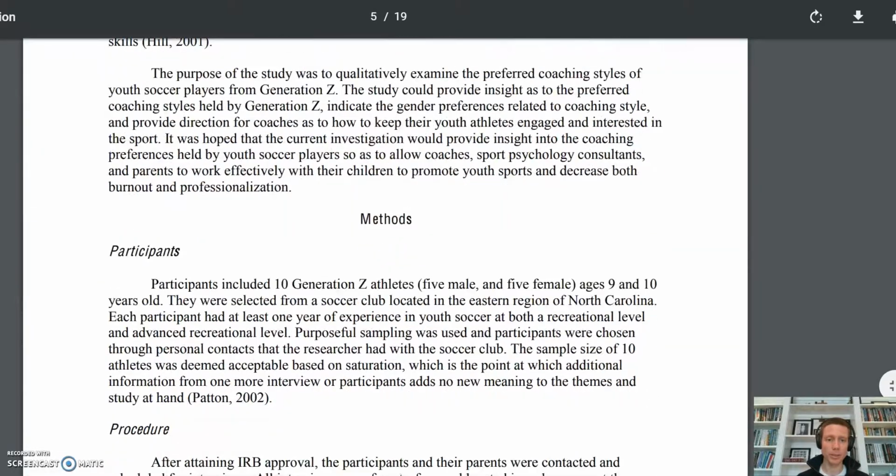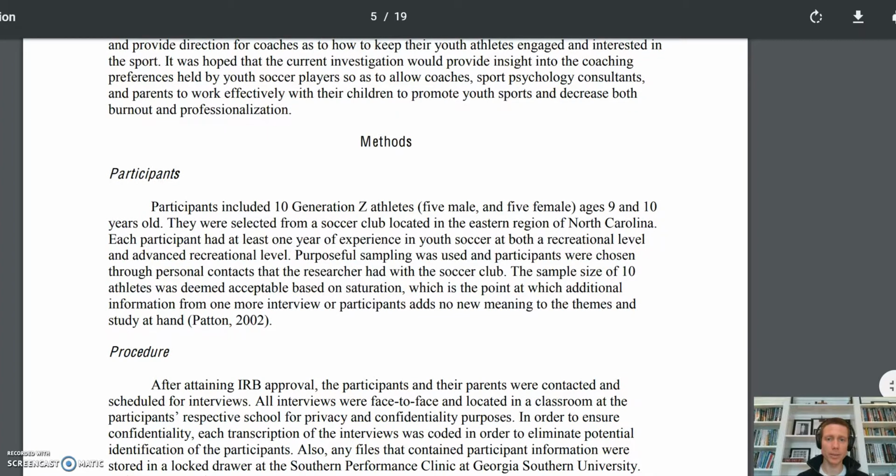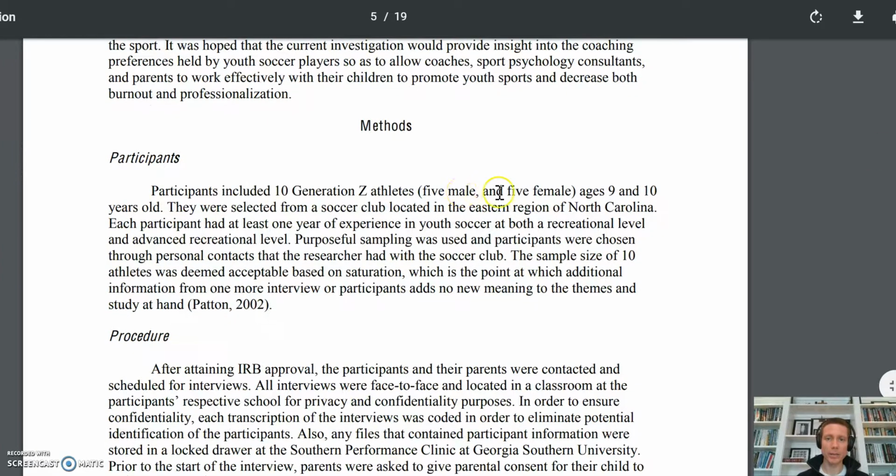So we're still in here. So here's the participants. So we had 5 male, 5 female athletes, and the procedures.